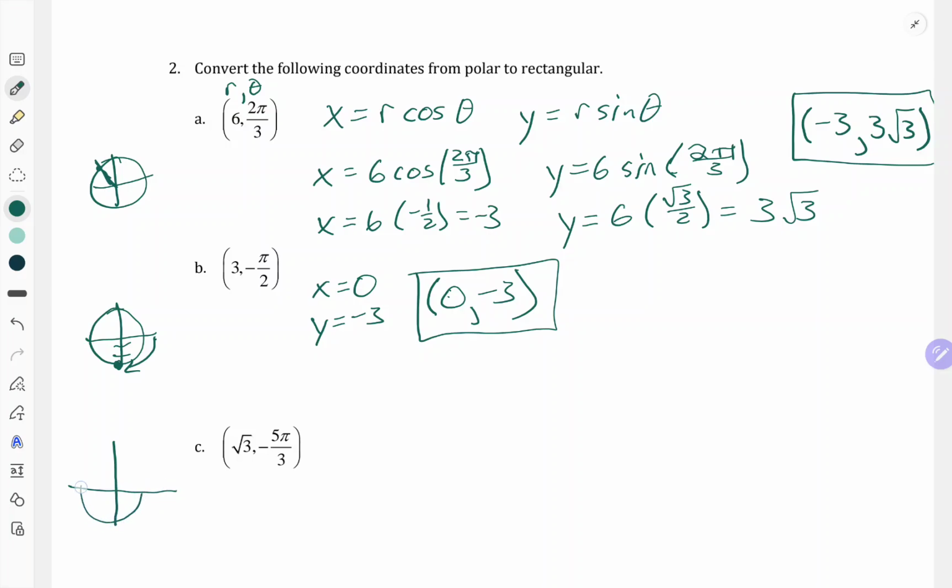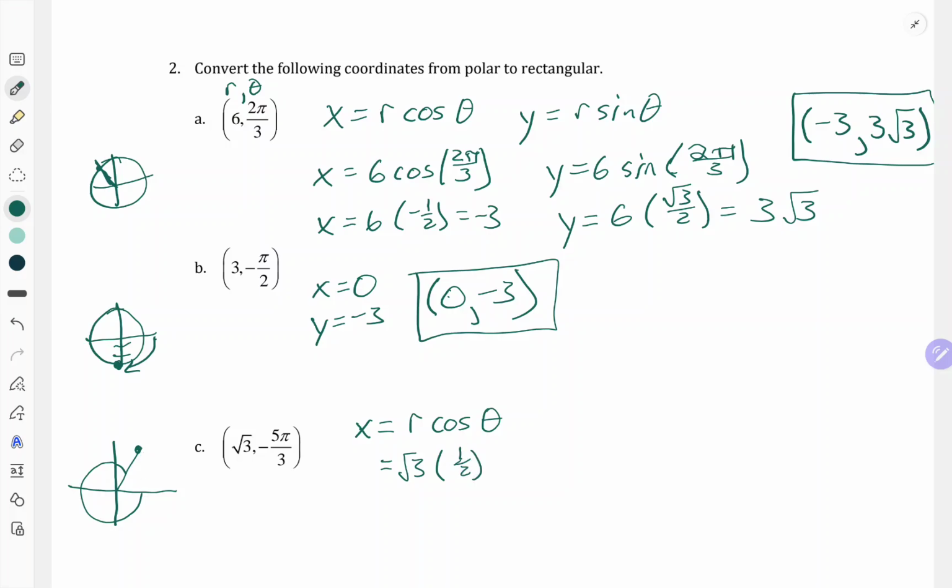-5π/3. All right, so that's going to go around this way till I'm up here, and then 5 units out. So normally, let's see what we get. This is x is positive, y is positive. So we got x is r cosine theta, and this is going to be square root of 3. And cosine of theta at that π/3 angle, right, that's going to be 1/2.